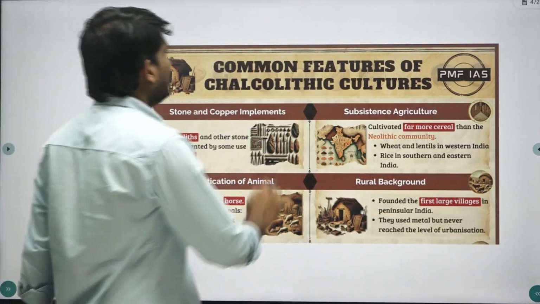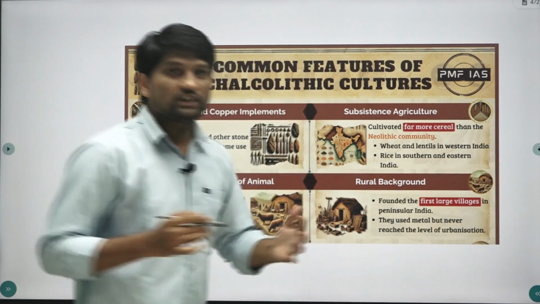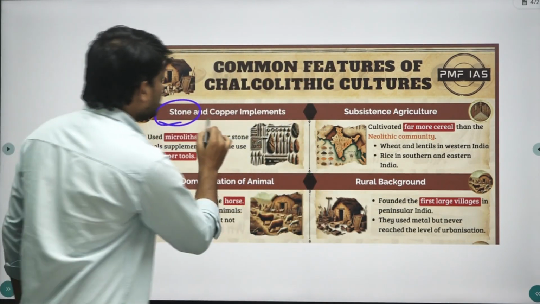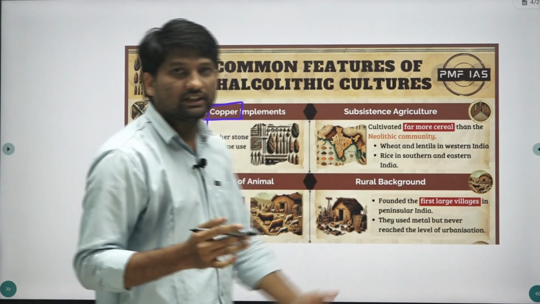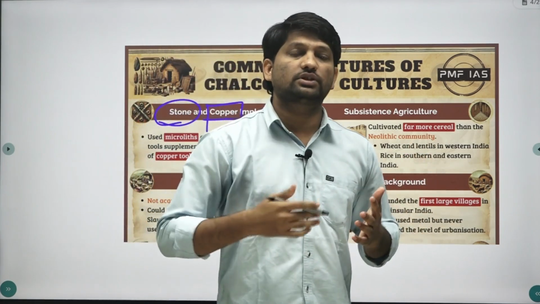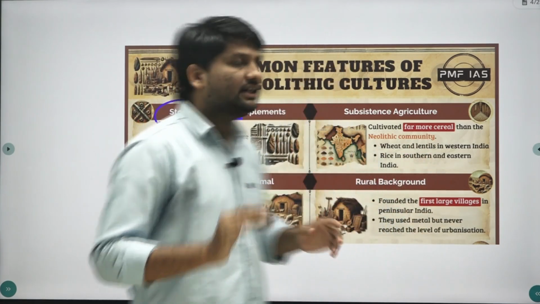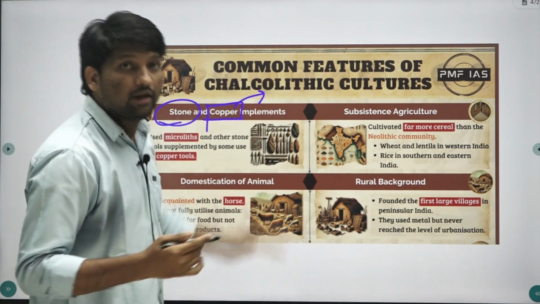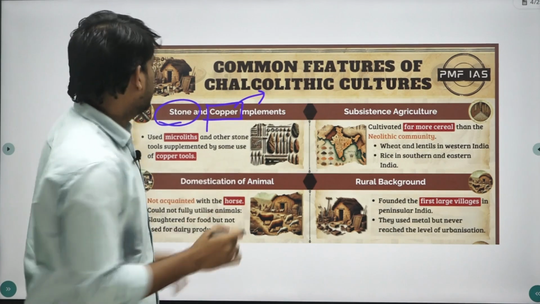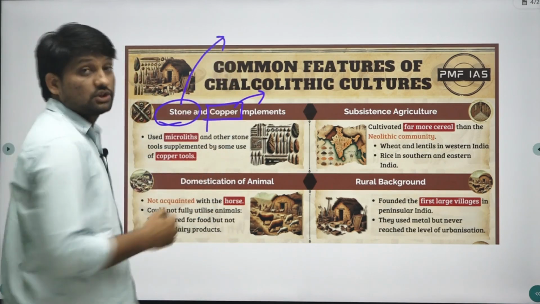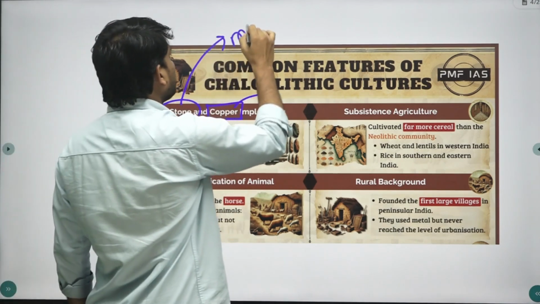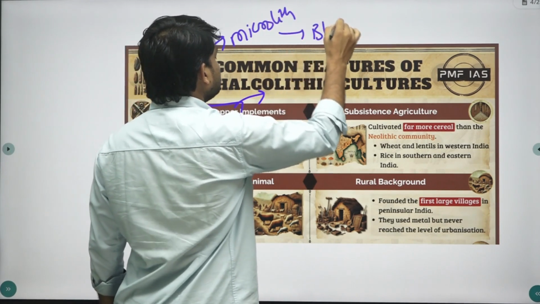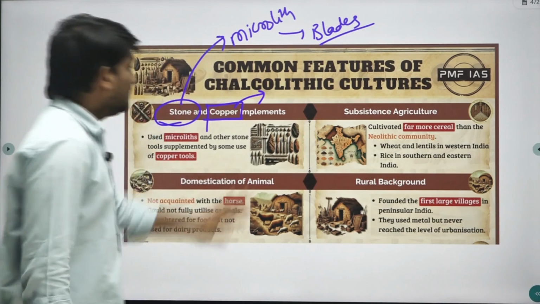If you see the common features of Chalcolithic culture, first of all, along with the stone tools, now they are using copper. Remember, this is the first step when they started using metal. Basically this copper was not unlimited. The copper was limited because of the scarcity of copper. They were still largely dependent on stone, and mostly they used microlith blades. But copper was still limited.